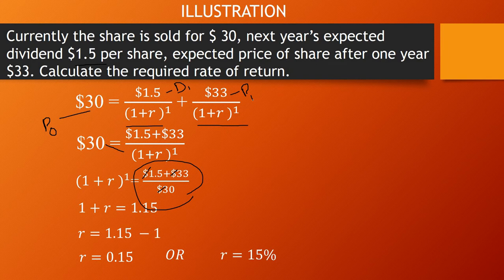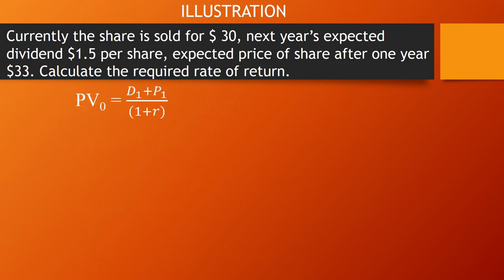So that means if I am going to do it on the formula base, my next method is to do it with the help of a formula. So I can write my formula: PV0, that means present value of the share, is equal to (D1 plus P1) upon (1 plus R). You have to remember this formula also, otherwise we can do it logically with the help of a number line.